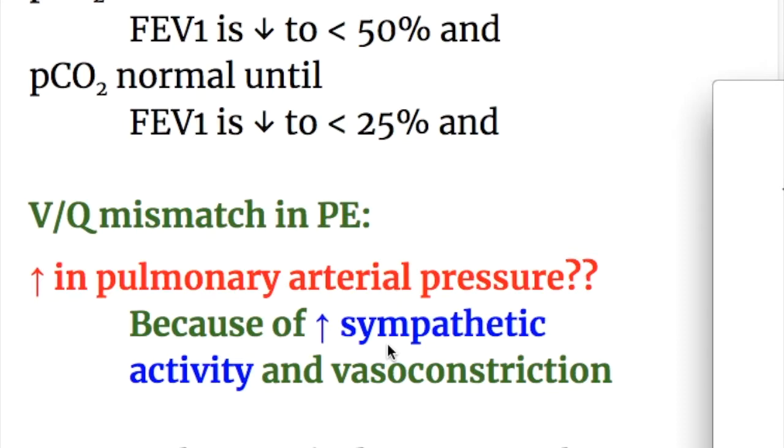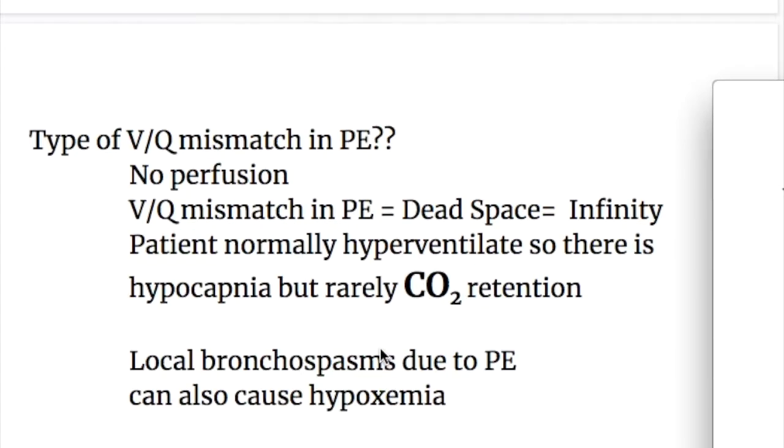So, VQ mismatch in pulmonary embolism. There is an increase in pulmonary arterial pressure in pulmonary embolism. Why is there an increase in pulmonary arterial pressure? It is because of increased sympathetic activity and vasoconstriction, and tachypnea is due to increased vagal activity. So what type of VQ mismatch occurs in pulmonary embolism? There is no perfusion, so VQ mismatch in PE is dead space, so infinite.